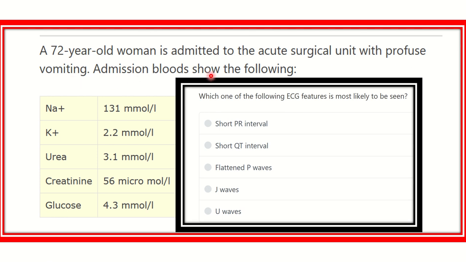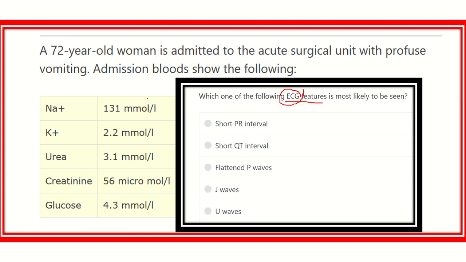Admission blood tests show the following: sodium 131 millimole per liter, potassium 2.2 millimole per liter, urea 3.1 millimole per liter, creatinine 56 micromole per liter, glucose 4.3 millimole per liter. We have to find out which of the following ECG features is most likely to be seen.